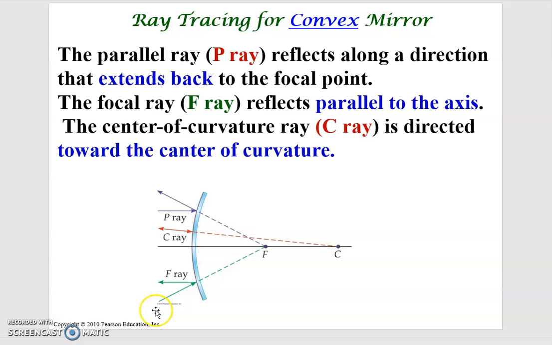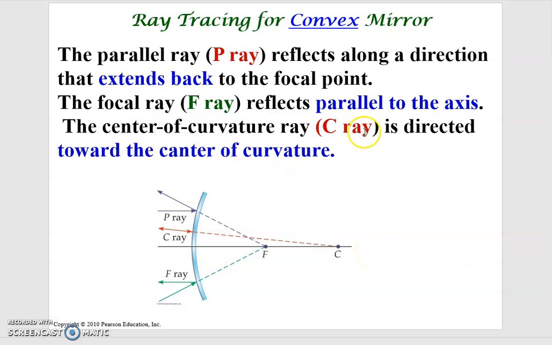The light coming in the direction interacts with the curved surface. And if you draw the dashed line, you can assume that they were passing through the focal point. And this F ray will always be reflected to the direction parallel to the axis. So this is F ray.